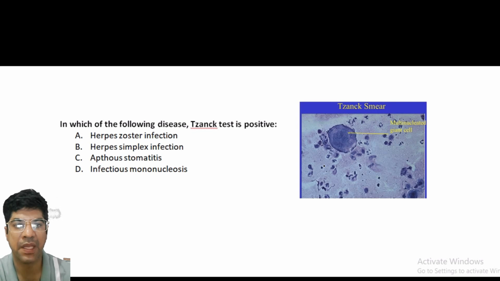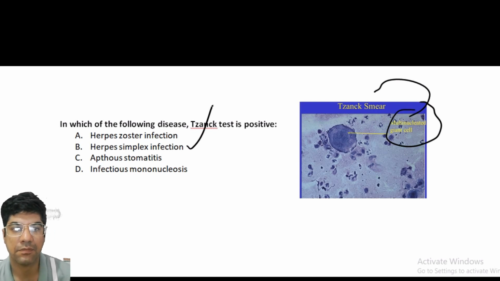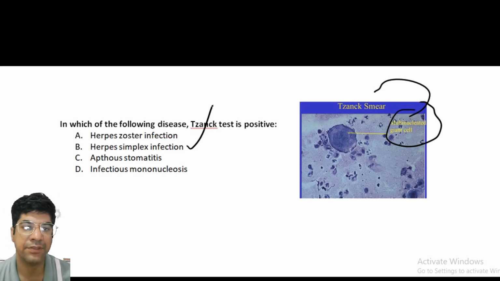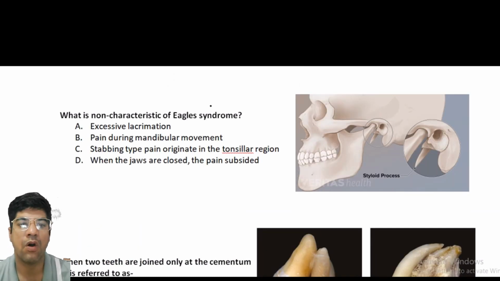Next question, in which of the following are Tzanck cells positive? Tzanck cell test is a simple rapid diagnostic test that involves the microscopic examination of cells scraped from skin lesions for the presence of multinucleated giant cells. So these are seen in herpes simplex infection. It is not typically used to diagnose conditions like zoster, aphthous stomatitis, or infectious mononucleosis.